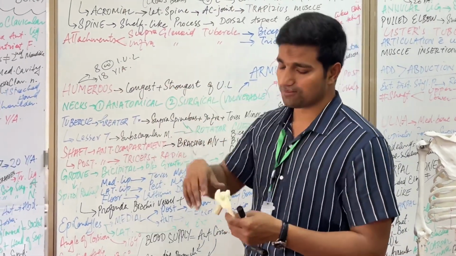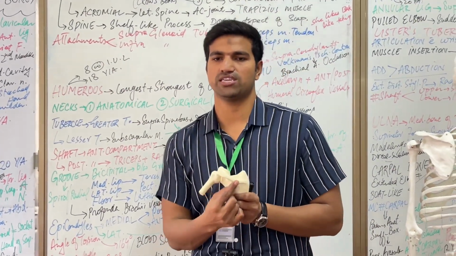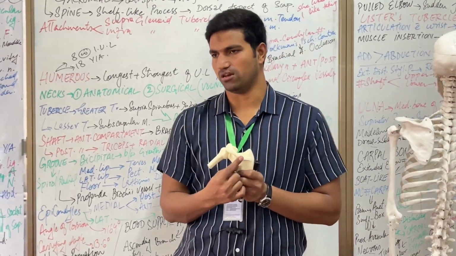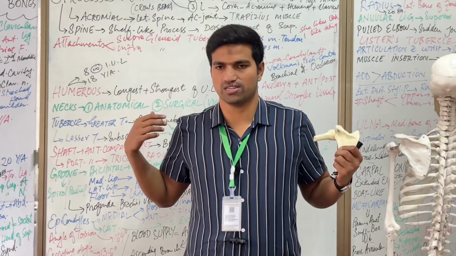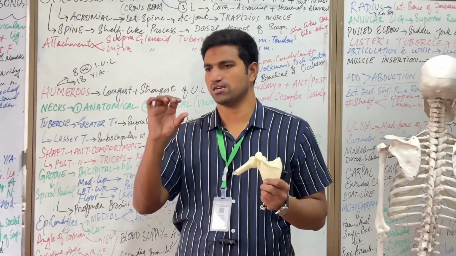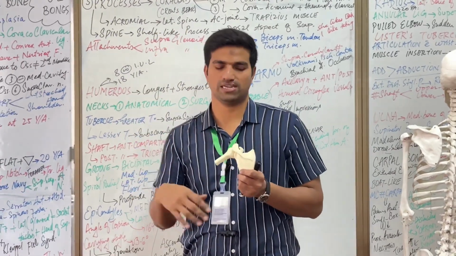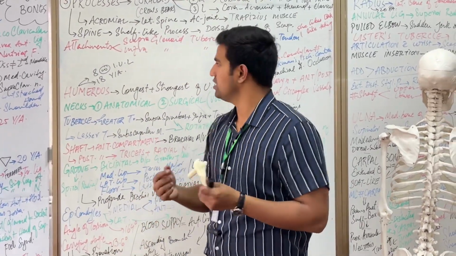Then there is another process called the spine. This is a shelf-like projection from the dorsal aspect of the scapula. From the posterior aspect of the scapula, there is a shelf-like projection that divides the dorsal aspect of the scapula into 2, supraspinatus and infraspinatus. That is the spine of the scapula. So that is the third process.